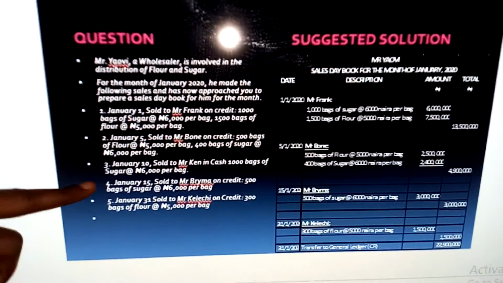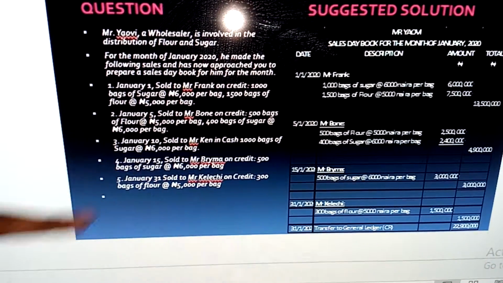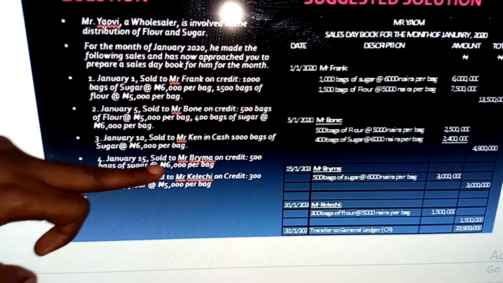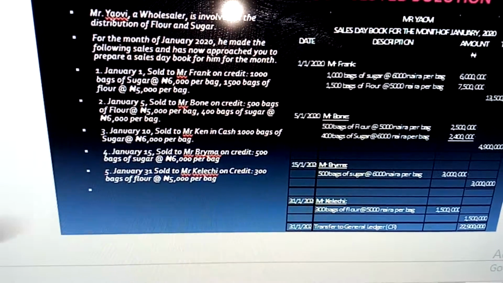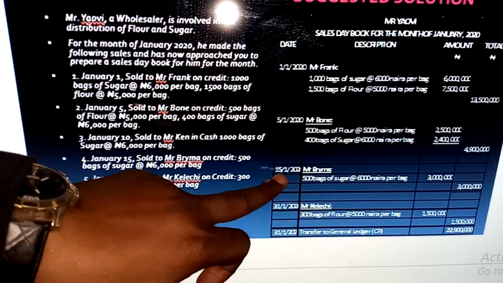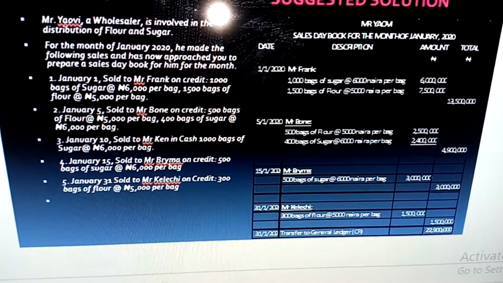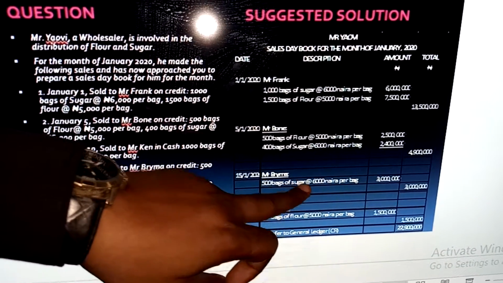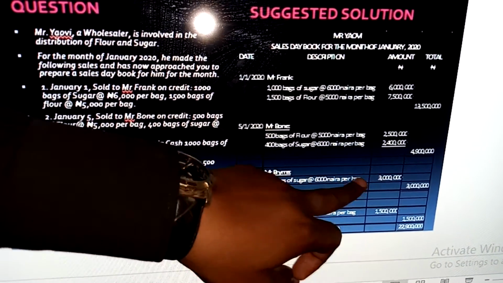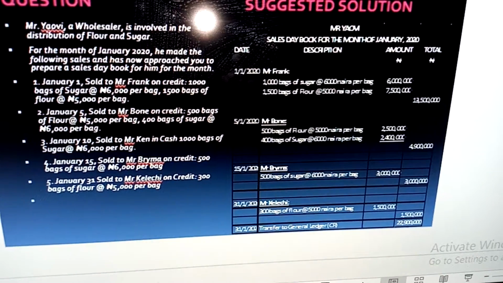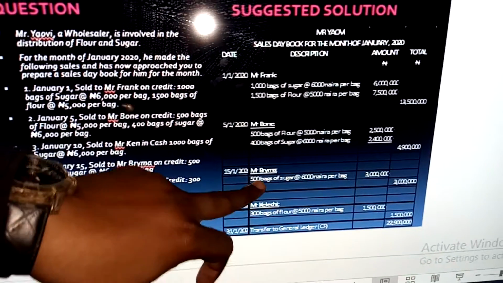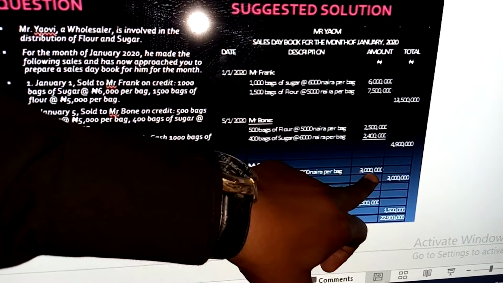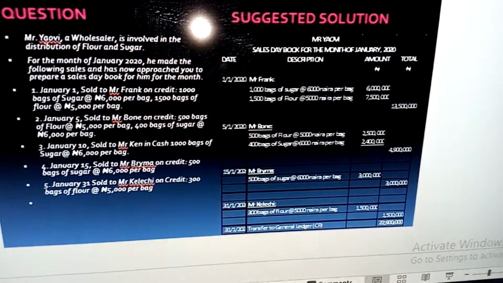The next one, on the 15th of January, he sold to Mr. Brimer on credit 500 bags of sugar at 6,000 naira per bag. So we have 15th of January 2020, sold to Mr. Brimer. What did he sell? 500 bags of sugar at 6,000 naira per bag. That's all that was sold on that day. So the total will be 500 bags times 6,000, and that is 3 million in the amount and 3 million in the total.